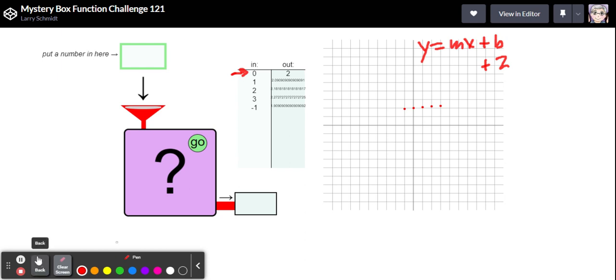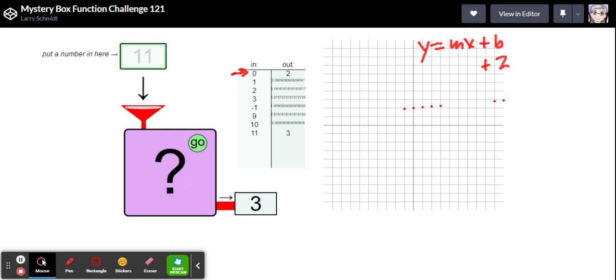So I'm going to put in, let's put in a 9, for example. So there we're almost at 3. Let's put in a 10. Oh, we're almost at 3 there. Again, a little closer. Let's put in 11. Yeah, and 11 gets us to 3. So now we actually have 2 points right on the hash marks that we could use.